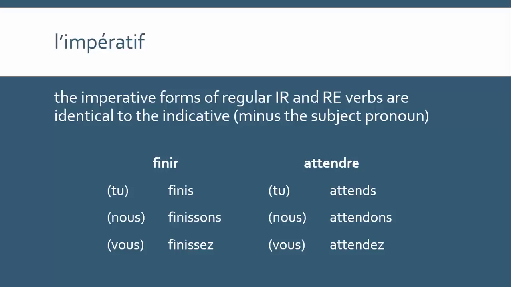Now you notice that we only have three forms for the imperative, tu, nous, and vous, and that's simply because to give a command you have to be speaking to someone directly and therefore referring to them as you. So that's the tu and vous forms, and then you can also give a command to a group that you're a part of, like let's do something, hence there is also an imperative form for nous.